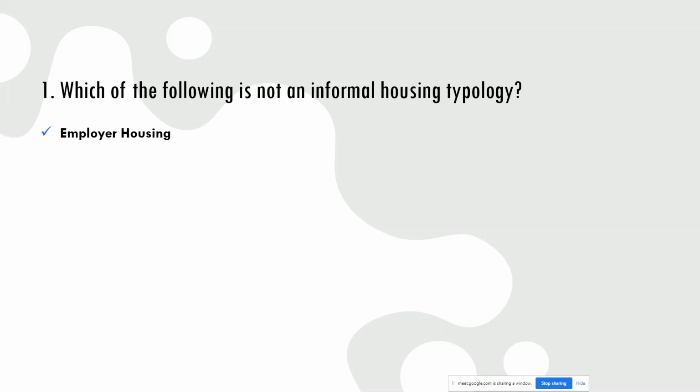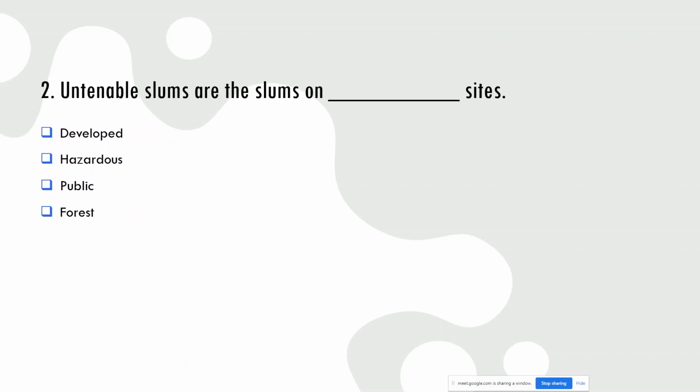So the question is asking us to identify the typology which is not informal. That is, we have to identify which is either formal or organic. Employer housing is actually a formal housing typology. It is the correct answer for this question. Jhuggi Jhopadi, refugee settlements and urban villages are actually examples of informal housing typologies. So the correct answer for the first question today is employer housing.